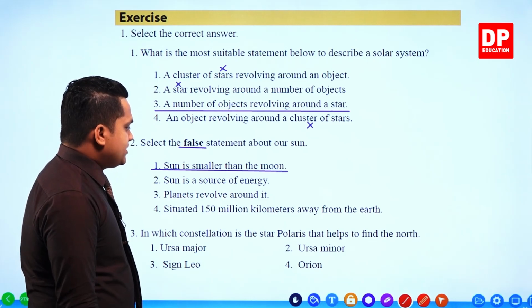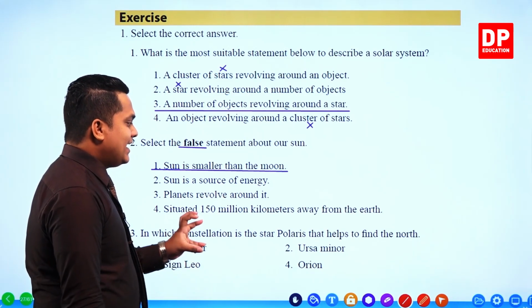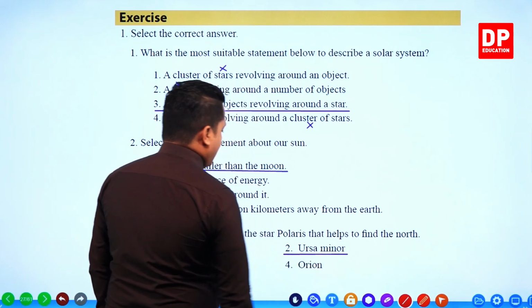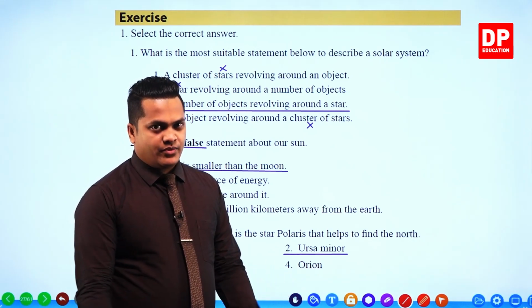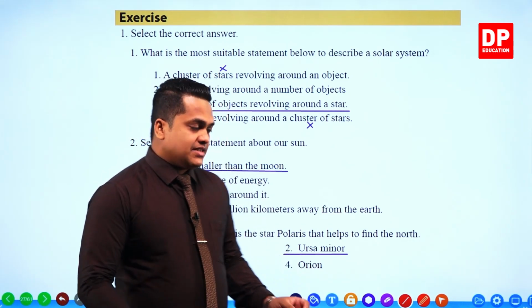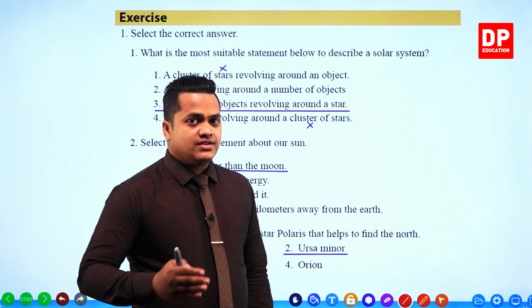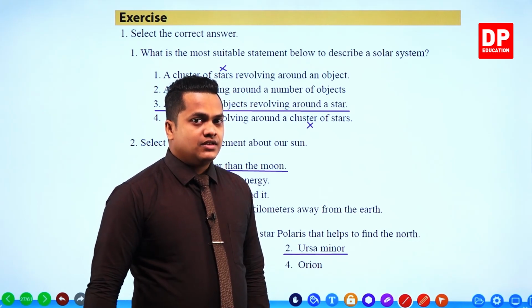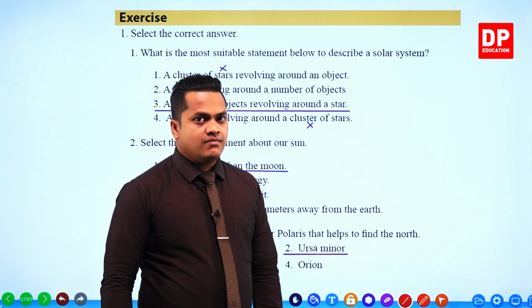In which constellation is the star Polaris that helps to find the north? So Polaris is located at the tail end of Ursa Minor, my dear children. I think these are straightforward theory questions, right? When we discussed Ursa Minor, we discussed that Polaris is located at its tail end. Okay, Polaris can be observed at the tail end of Ursa Minor. Not on Ursa Major, but on Ursa Minor.